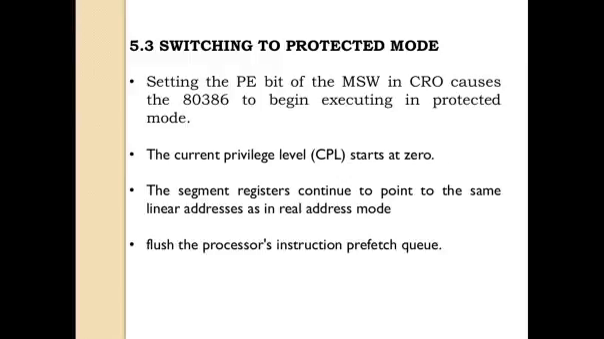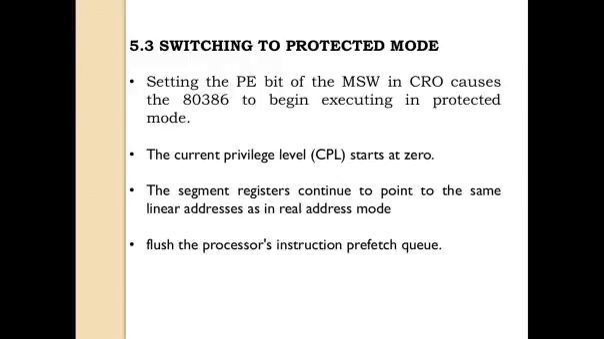So how do we switch to protected mode? As we have seen, there is a PE bit in control register 0. It is the protection enable bit, and if it is 1, then we are in protected mode. If it is 0, protection is disabled and we are in real mode. So setting the PE bit of the MSW, the machine status word, in CR0 causes the 386 to begin execution in protected mode. So set PE equal to 1.